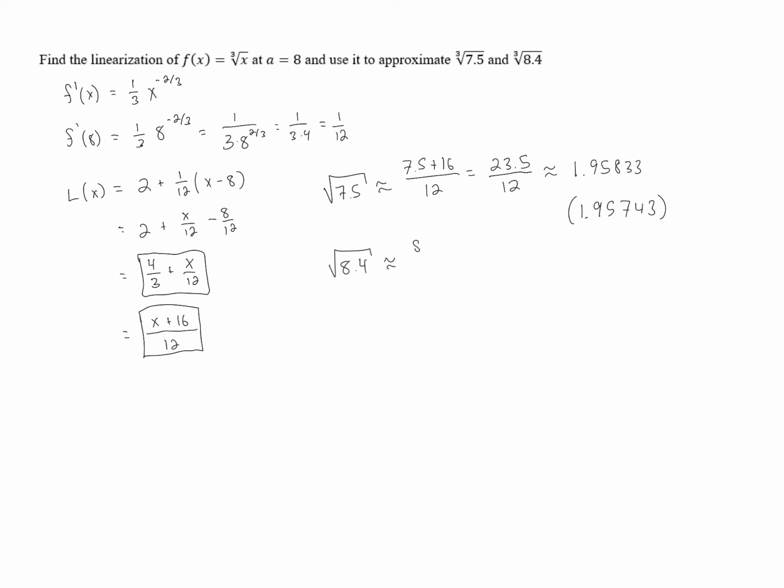We can also figure out an approximation for the cube root of 8.4. It's going to be about 8.4 plus 16 over 12, which is 24.4 over 12, which is 2.03333, repeating. And if we were to use a calculator to get this cube root of 8.4, we would get approximately 2.03279. And again, we are good to the nearest hundredth. So these are pretty good approximations. This is a very useful tool.